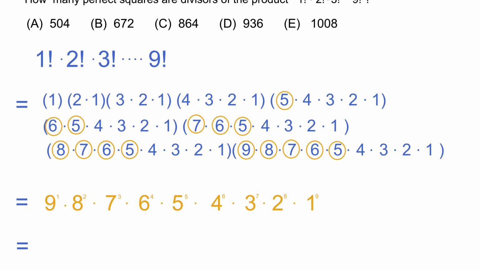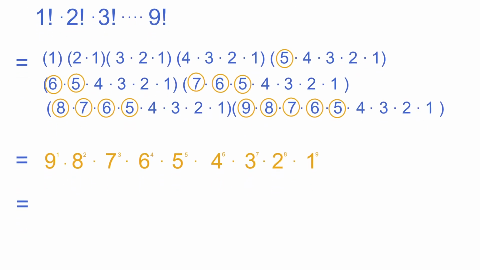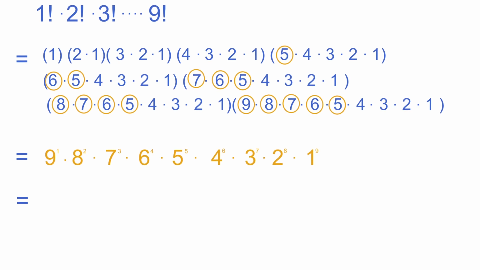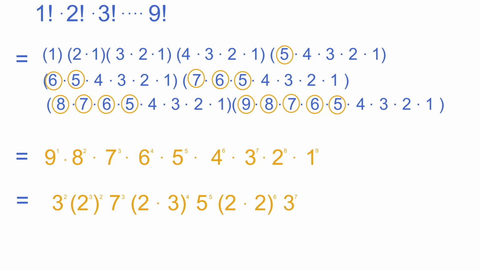Let's move this up a bit. So now what I want to do is break up each of these into its prime factors. So 9 is basically 3 to the power of 2. 8 is 2 to the power of 3, but don't forget it's to the power of 2. 7 is already prime. 6 is basically 2 times 3, all to the power of 4. 5 is already prime. 4 is 2 times 2 to the power of 6. 3 is already prime, and 2 is already prime. And the 1 is just 1, so that's not really helpful or needed.